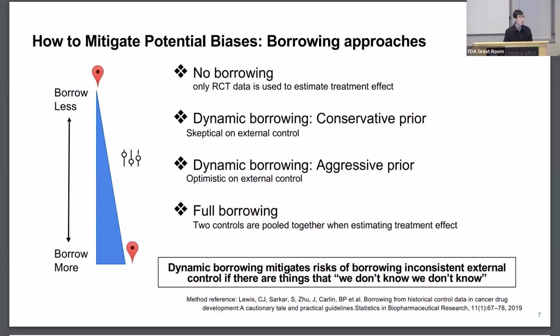And even within dynamic borrowing, you can consider different types of prior. For example, a skeptical prior would be more conservative, and then you can have a more aggressive prior if you are more optimistic about the external control. And later on, we'll illustrate in our case how you consider choosing between these two.